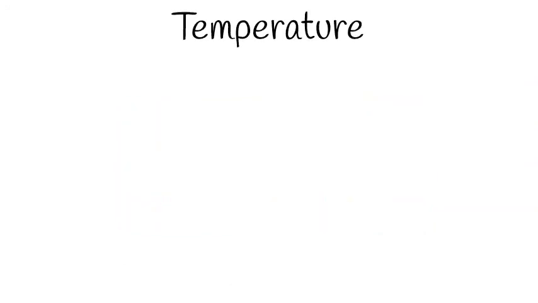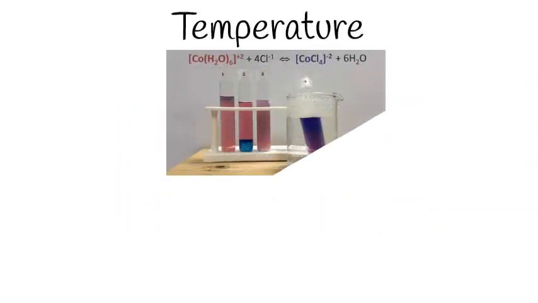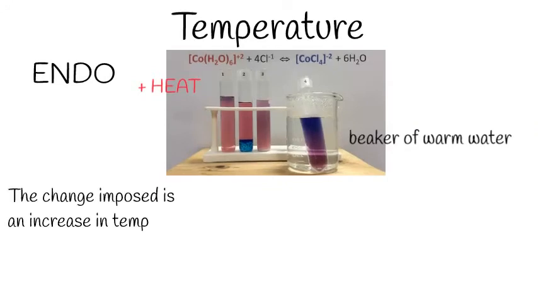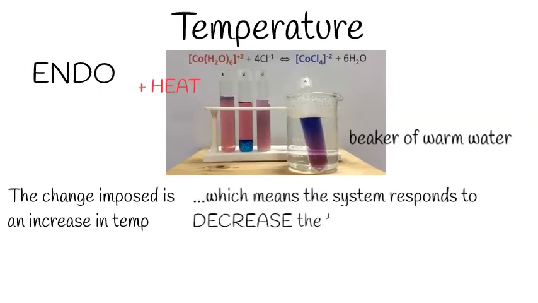So how do we write an answer like this down? Remembering our reaction here, we take one of the 4 tubes at equilibrium and put it into a beaker of warm water, remembering that heat is a reactant in this case. So let's start our answer with a statement that the change imposed is an increase in temperature. Let's then link that to the fact that the system responds to do the opposite, i.e. to decrease the temperature in order to return to equilibrium.